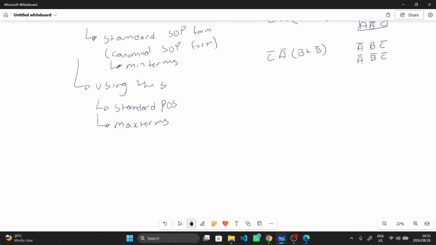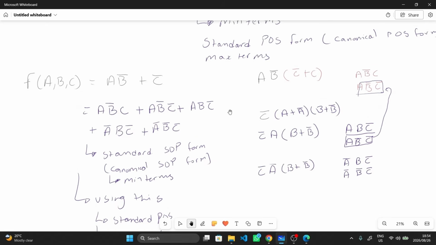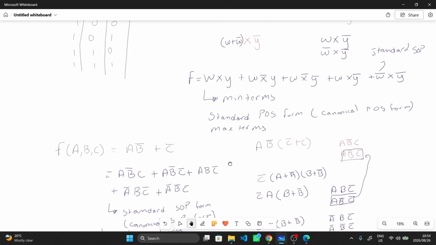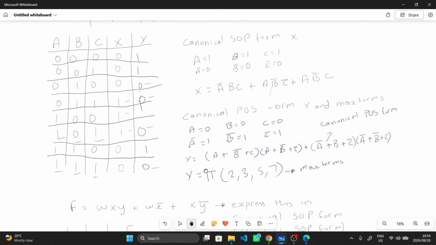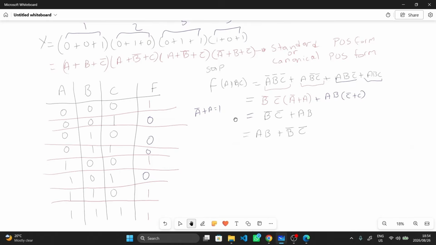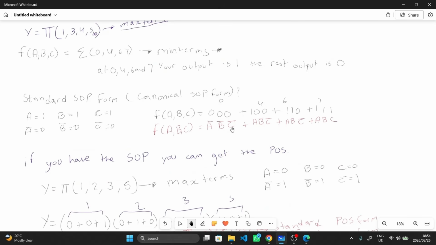And I would recommend that even if they ask you POS first, maybe do SOP first, then it's easier to work everything out once you have your standard SOP form or canonical SOP form. Right, okay. Then I think we are done with SOP.